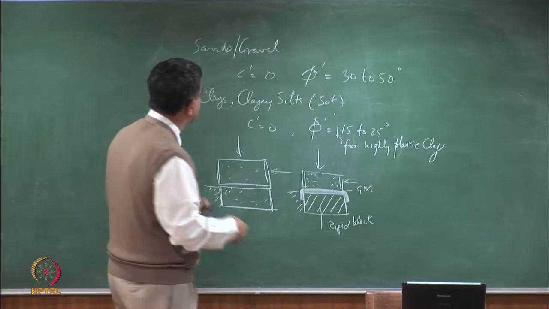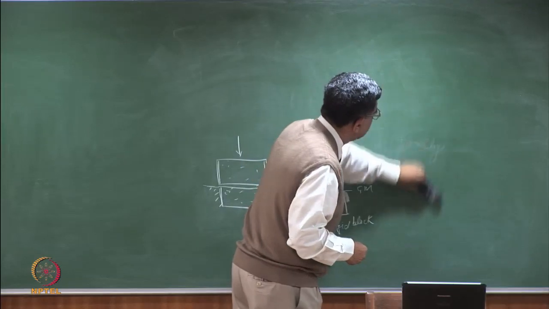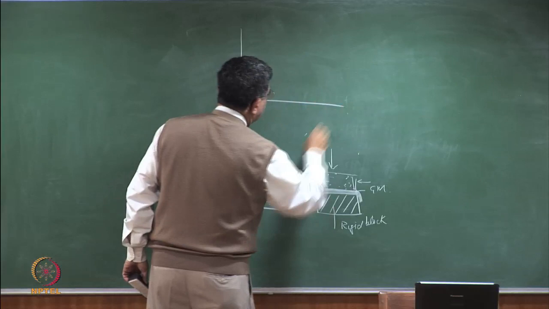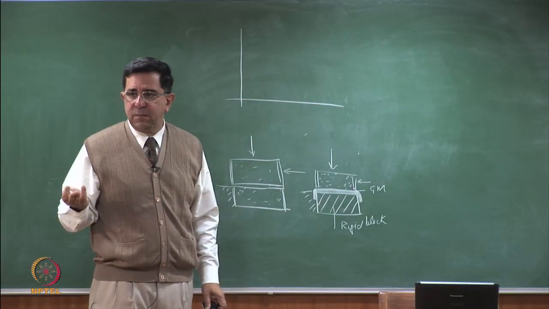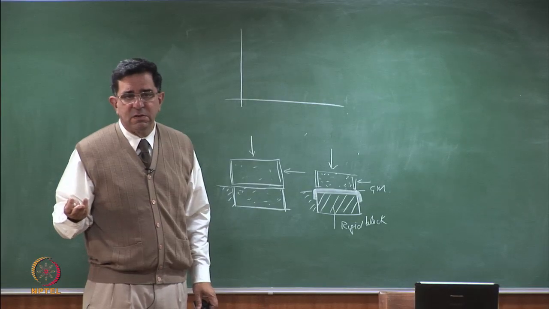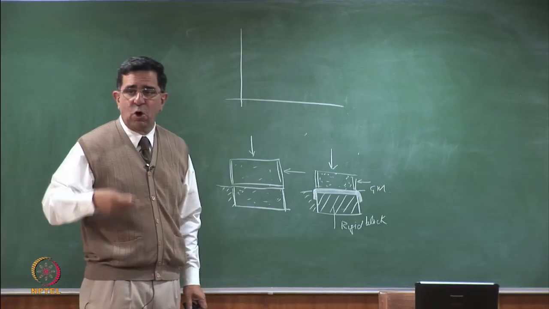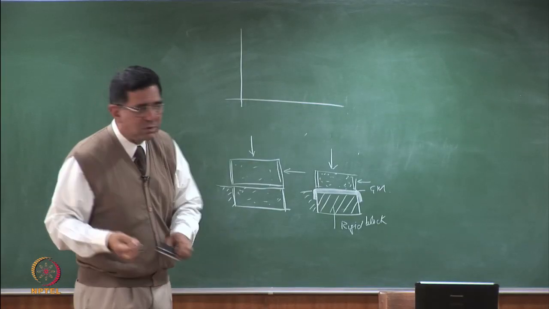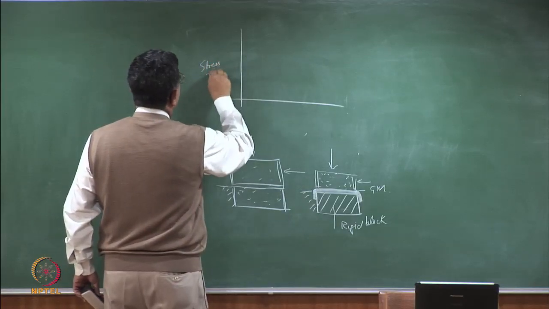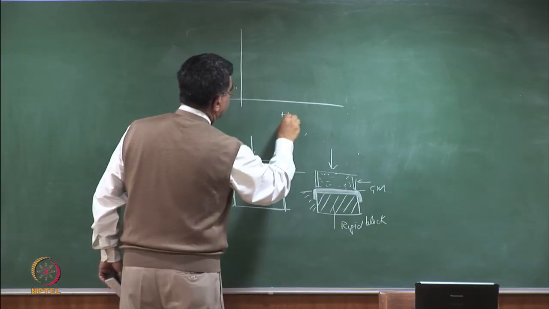When I get data from such a test, again I can do 3 normal stresses. The important thing to see is what is the plot that we make in a direct shear test? Stress versus strain, or stress versus displacement, or tau by sigma versus displacement because the area is changing. So typically stress ratio, if you want to call it, over horizontal displacement.